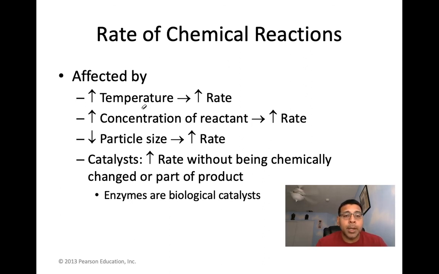So you can see increasing the temperature increases the rate at which the chemical reaction is going to take place. Increasing the concentration of reactants increases the rate at which the chemical reactions take place. Decreasing the particle size increases the rate at which the chemical reaction occurs. And then adding a catalyst will increase the rate, again, without being chemically changed or ever being a part of the product.